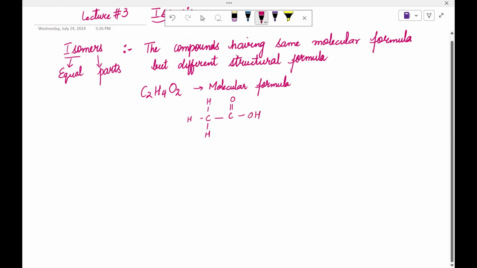Do you know what this is basically? Displayed formula. Yes, it's a displayed formula, but what does this molecule actually represent? Which acid? This basically is an acid. Is it carboxylic acid? Yes, it's carboxylic acid, and we call this acid ethanoic acid.